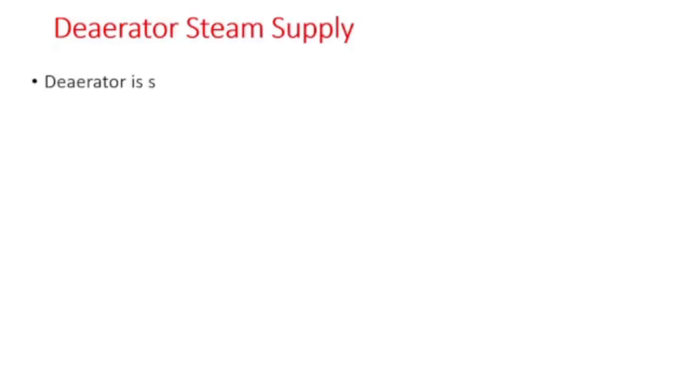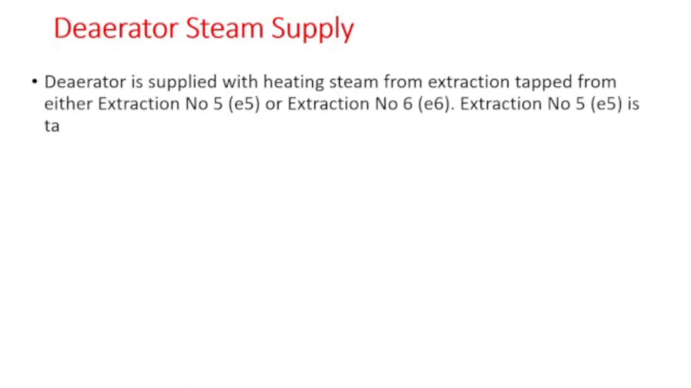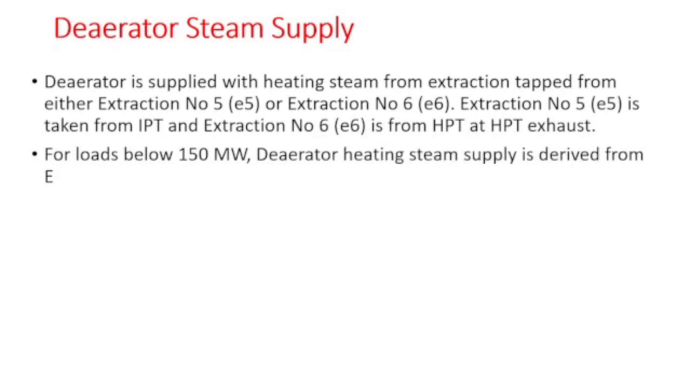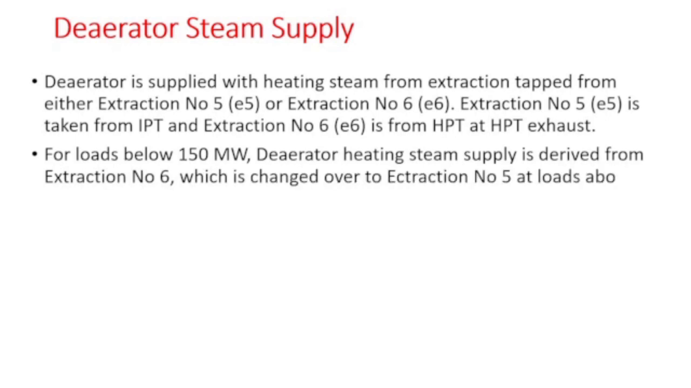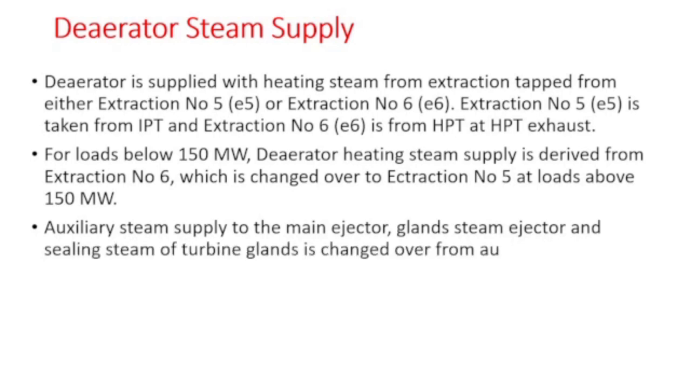The deaerator steam supply, there are some changes. The deaerator is supplied with heating steam from extraction tapped from either extraction number 5 or extraction number 6. Extraction number 5 is taken from IPT and extraction number 6 is from HPT exhaust. Now how is the changeover? For loads below 150 megawatt, deaerator heating steam is derived from extraction number 6, which is changed over to extraction number 5 at loads above 150. When the loads go above 150 megawatt, then the changeover is there.